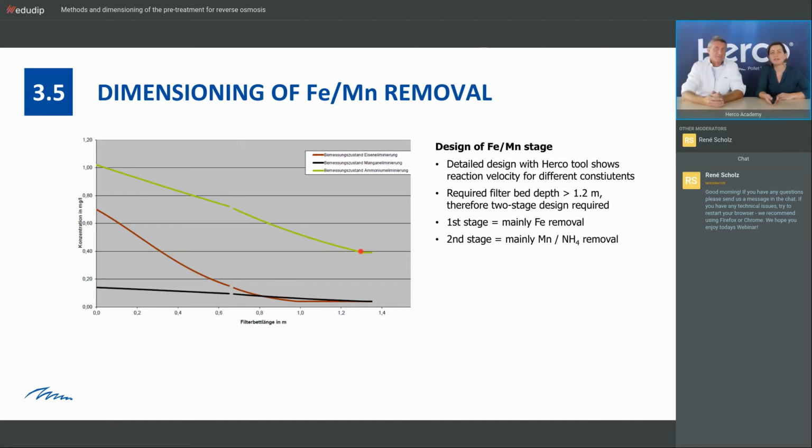And you can see here, we need a total filter bed depth of more than 1.2 meters, which means we need 2 MFT filters, because one is approximately 1 meter, 1.1 meter. And that means in this case, we have to have a 2-stage process. The first filter is mainly iron. The second is more or less manganese. So that's a common case, I think, that we see very often.